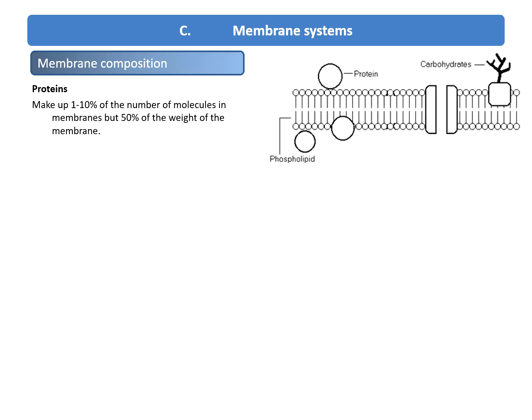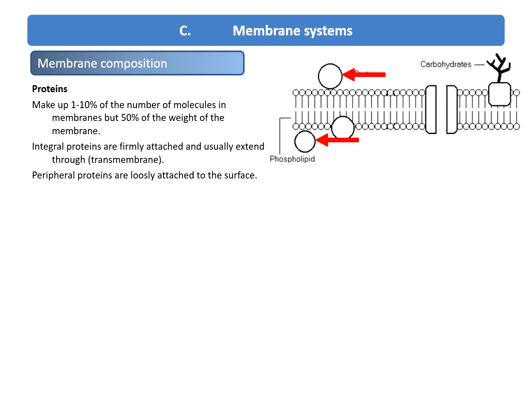Proteins make up 1 to 10% of the number of molecules, but because they're large, they make up approximately 50% of the weight of a membrane. Integral proteins are those that are firmly attached, partly embedded in the membrane or extending all the way through the membrane. Peripheral proteins are loosely attached to the surface of the membrane.